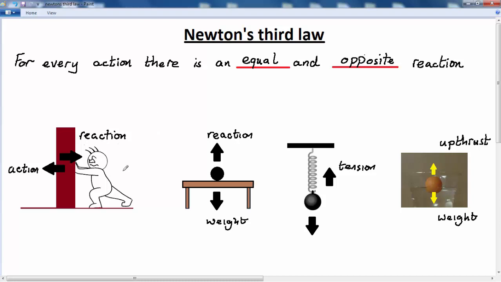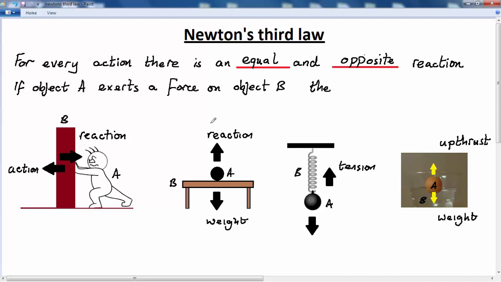So we can look at Newton's third law in this way. We can say we've got object A, object B, as in the table, object A as in the weight, object B as the spring, object A as the ping pong ball, object B as the water. And we can say that if object A exerts a force on object B, then object B will exert an equal but opposite force on object A.